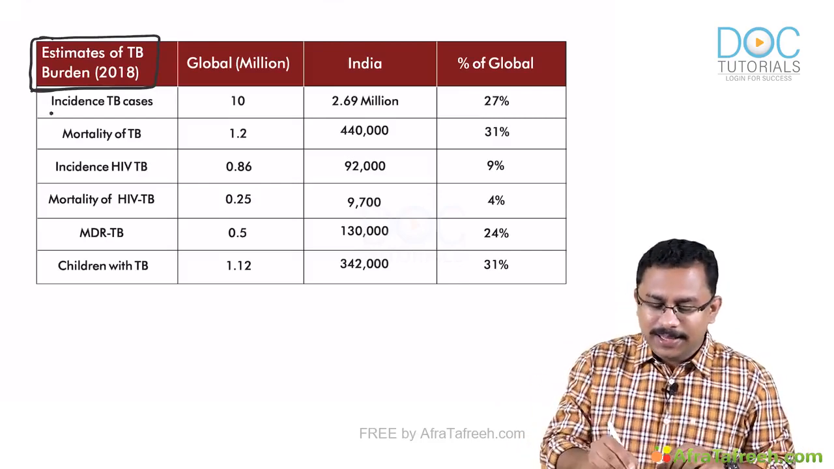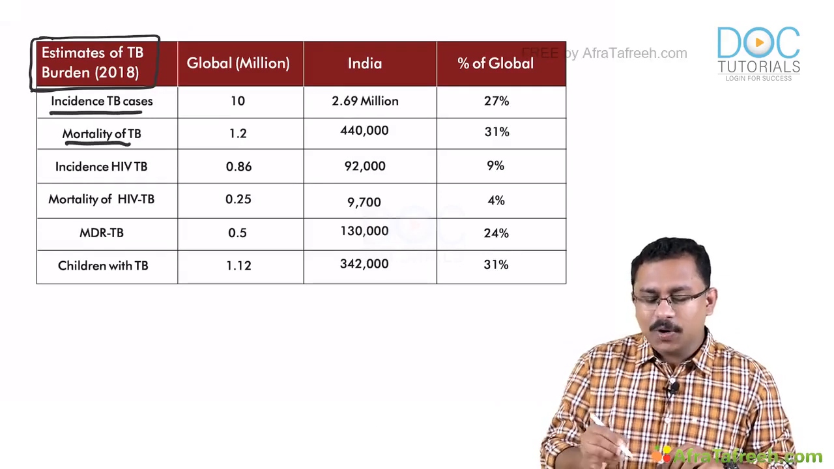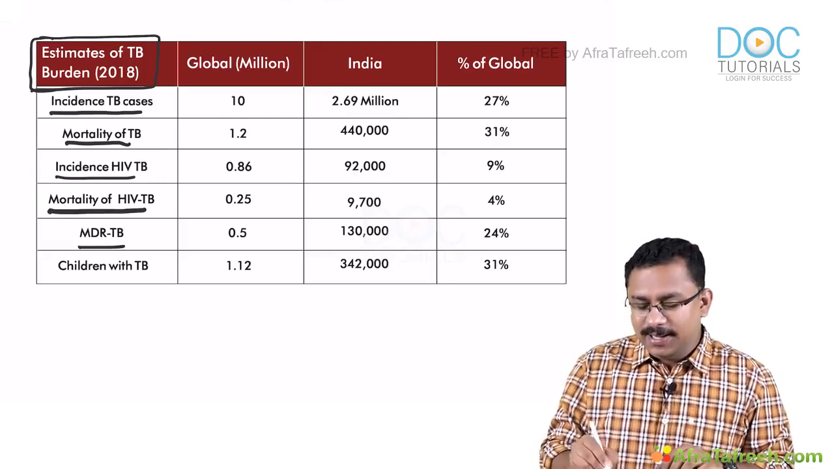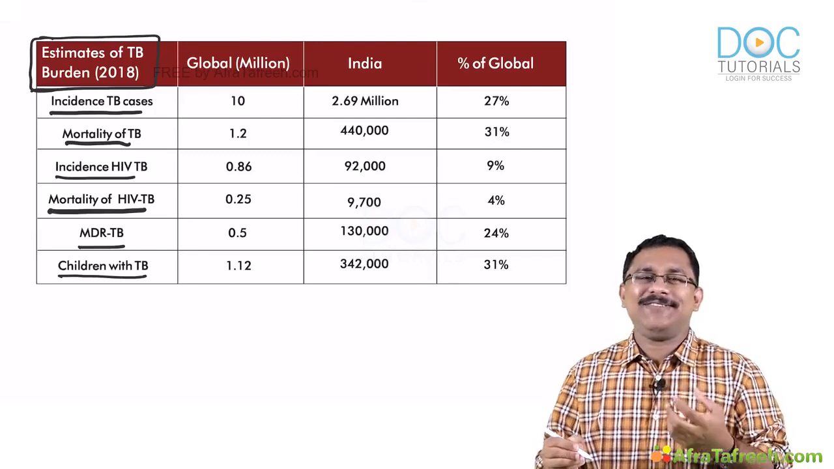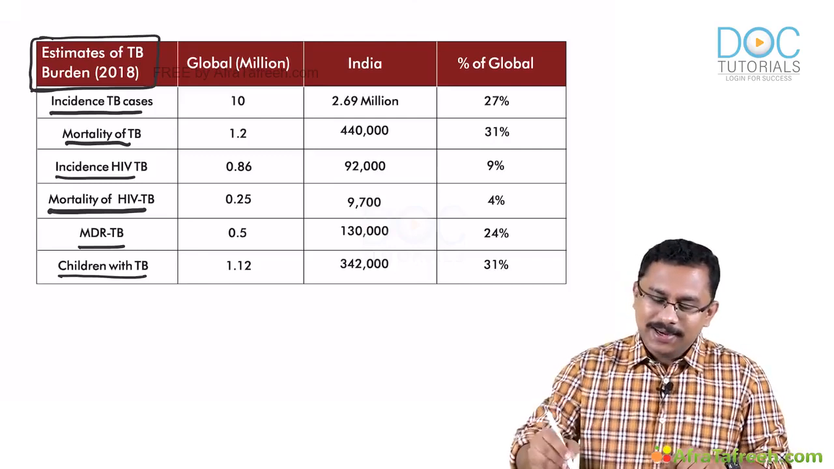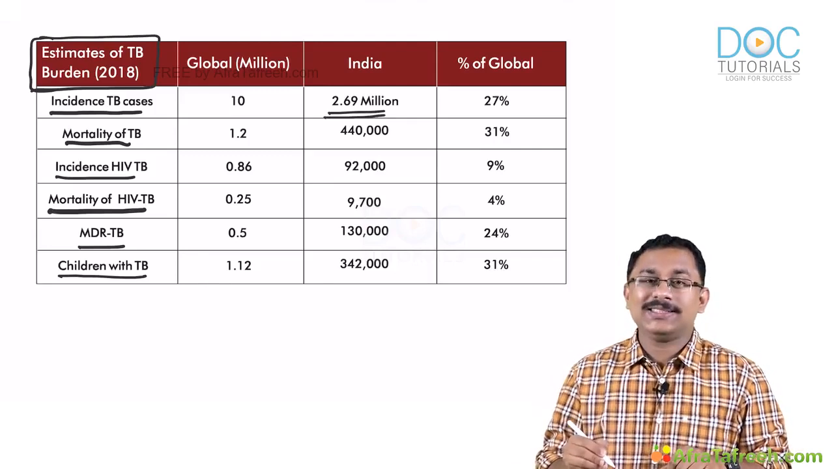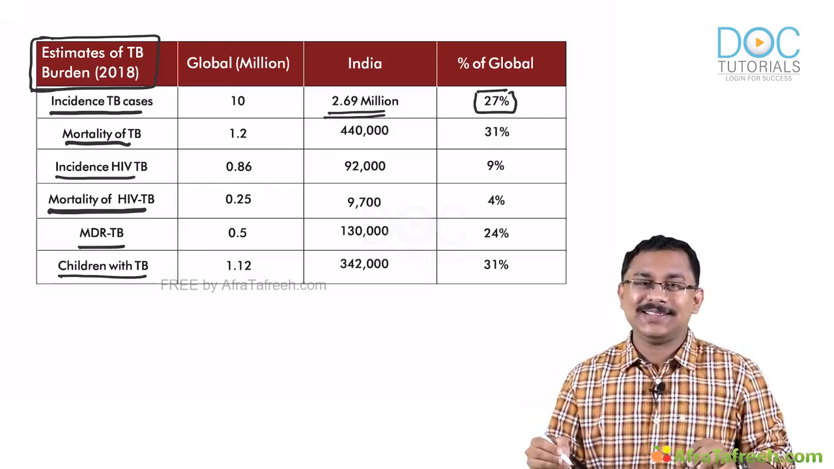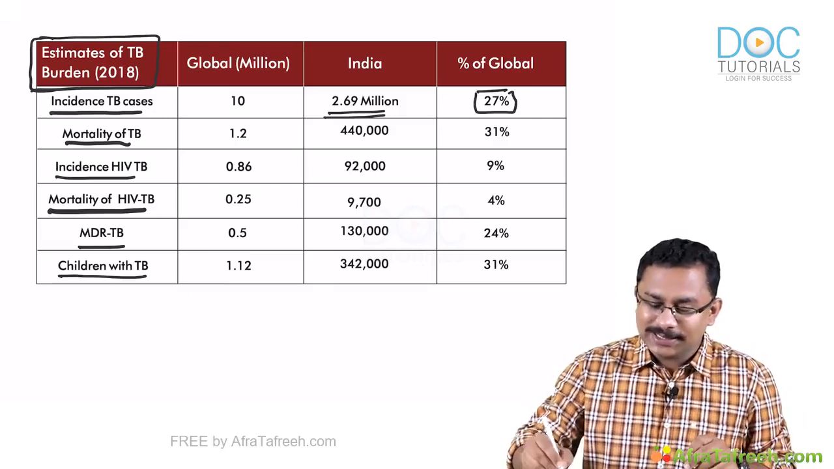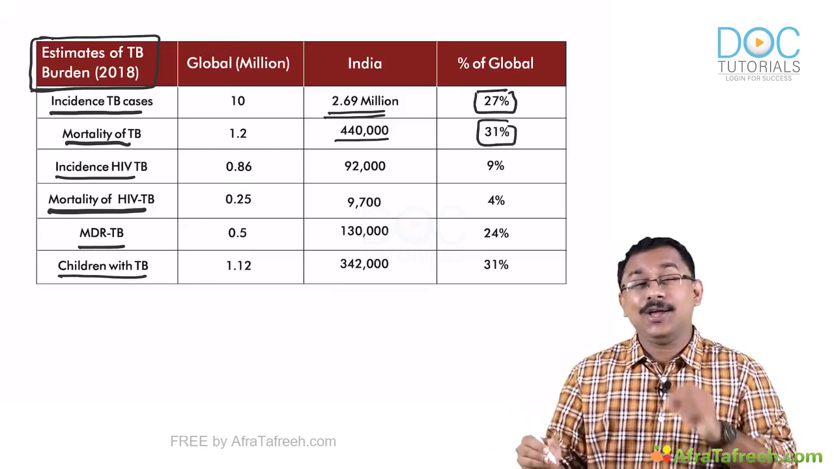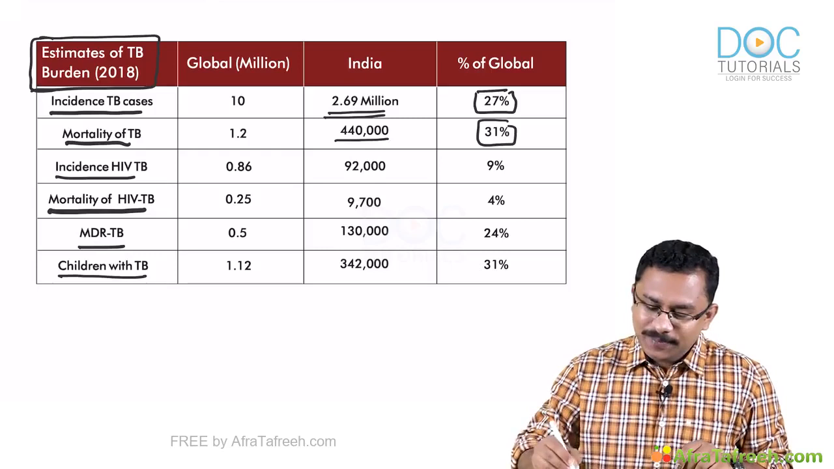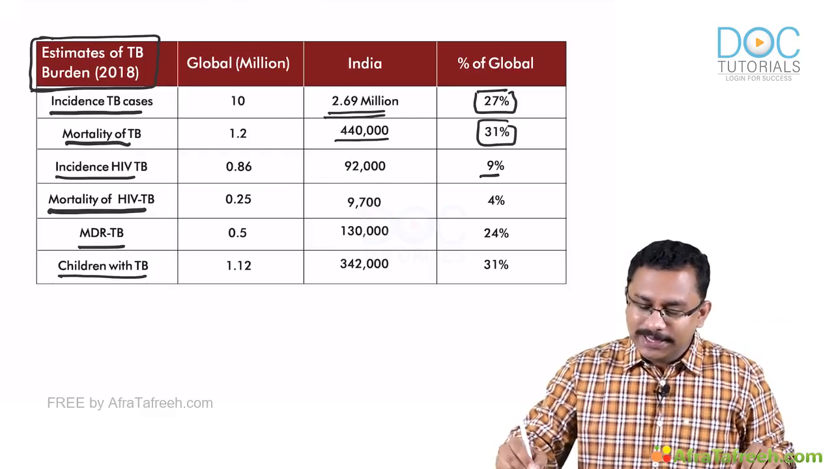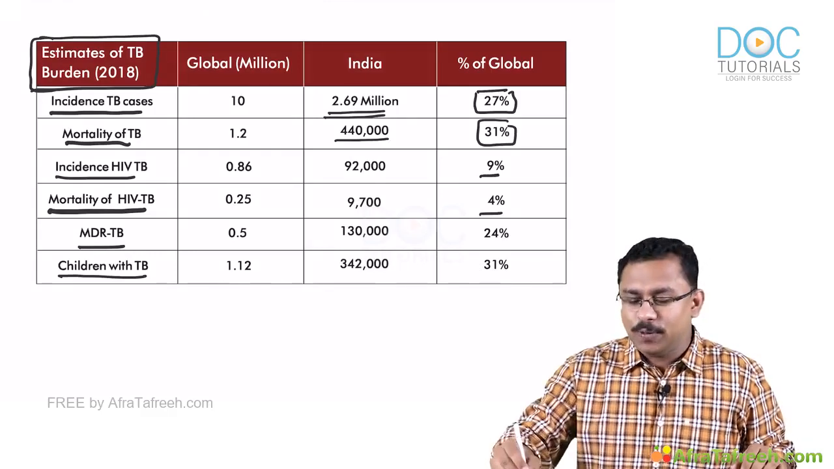You see here, it is given the incidence of TB cases, mortality of tuberculosis, incidence of HIV TB, mortality of HIV TB, MDR TB, and about children affected with TB. You see here, in India, 2.69 million incidence of TB cases, 27% of the global incidence. And when it comes to mortality, again 31% of the global mortality. The incidence of HIV TB in comparison to the world is 9%, and mortality of HIV TB is 4%.